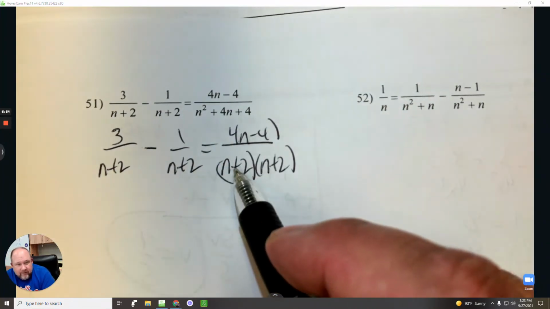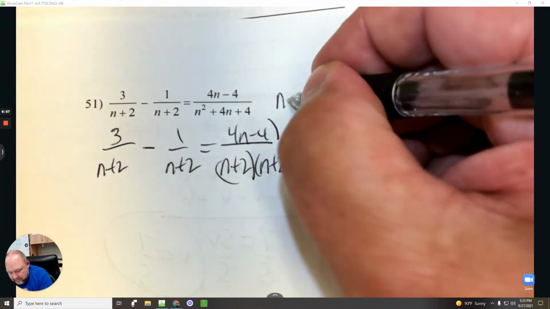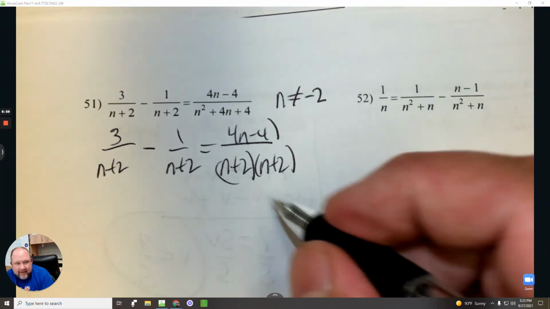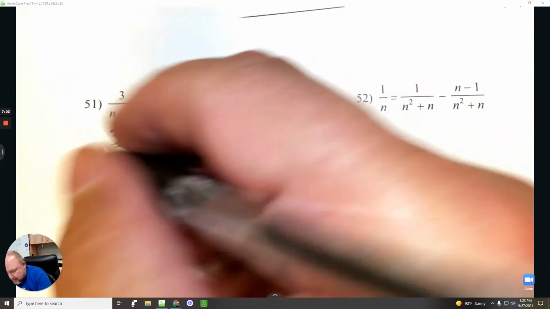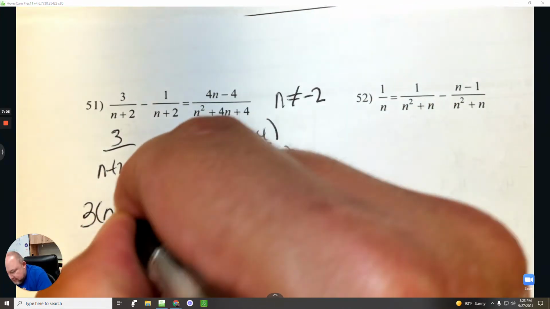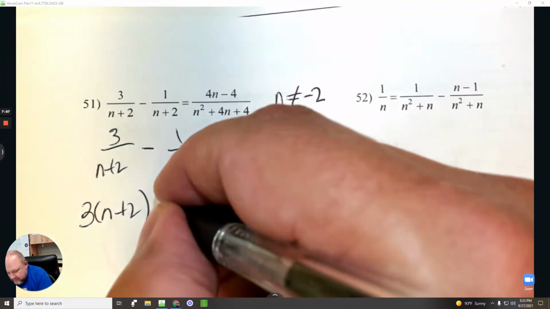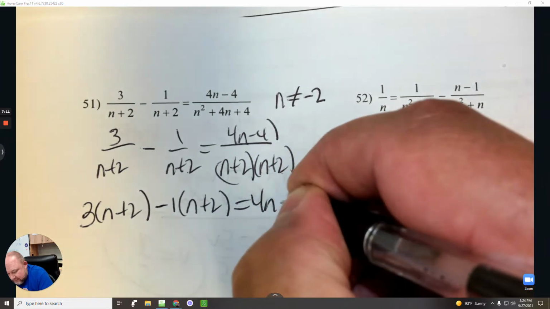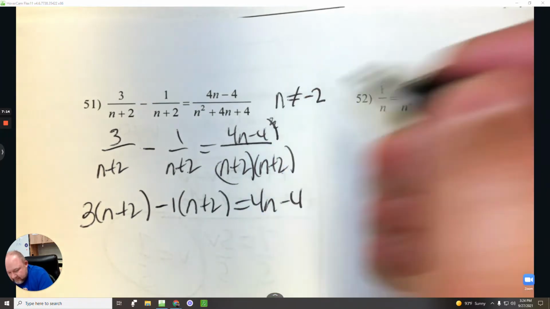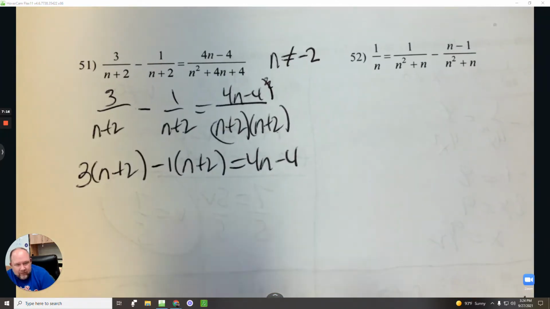So if I factor it, the only number n cannot be is -2. That's what makes a 0 in the denominator. Any common denominators? So I'm going to multiply 3 by n plus 2. I'm going to take -1 by n plus 2. And then the last numerator stays the same.